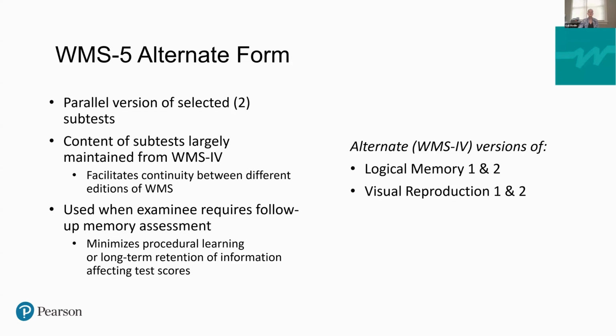The alternate form is a parallel version that contains the WMS-4 versions of logical memory and visual reproduction, and is largely used for follow-up assessments to determine memory improvement or decline. If you're familiar with administration of these WMS-4 subtests, you'll notice there are a few changes. Specifically, one item was dropped from WMS-4 visual reproduction, and the administration procedures for visual reproduction are now the same as for the WMS-5. That is, 2 trials given for immediate recall.